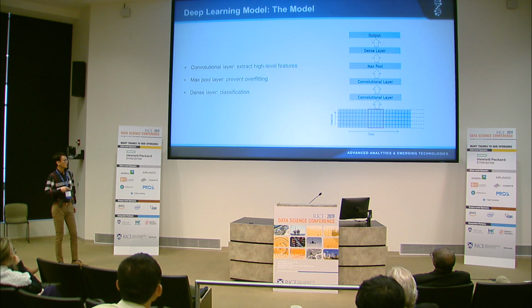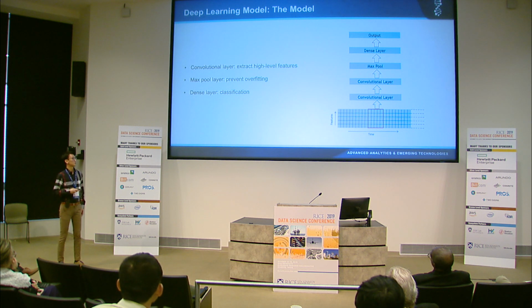And this is what our model looks like. It has 2 convolutional layers for higher level features, and then a max pooling, and then a dense layer, and it gives the output.